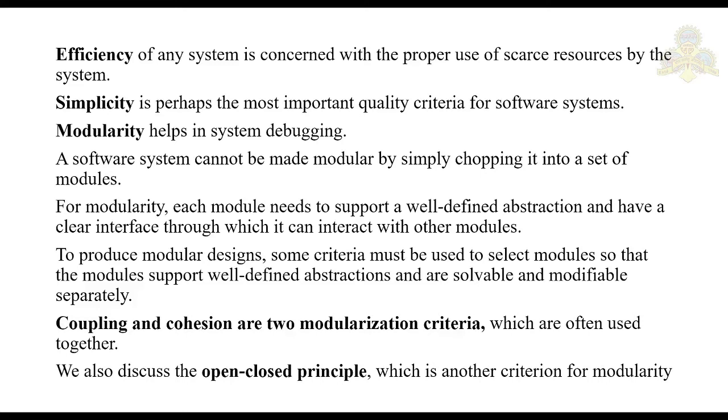The important criteria in modularization are coupling and cohesion, and these are often used together. The other criterion is the open closed principle. So coupling and cohesion are the two modularization criteria which are often used together. We will also discuss the open closed principle, which is another criterion for modularity. First we'll define coupling and the types of coupling. Then we'll follow with cohesion and the open closed principle.